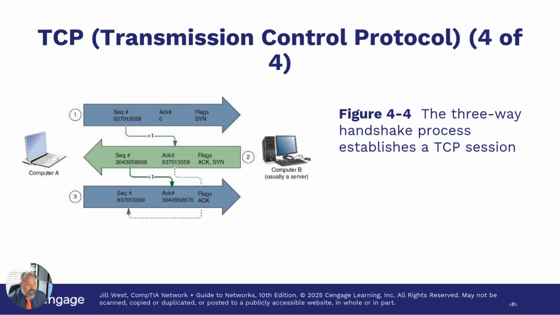Here's the three-way handshake in action. So this is kind of what it looks like in a diagram form. Computer A in this visual starts with a sequence number, and that sequence number is 937013558. That's like giving out your phone number, but it's kind of random. Computer B responds with its own number and acknowledges A's, and you can see that number. Finally, A says, I got your message, and the connection is established. It's like a secret handshake, but there's more math involved, and it's not as cool.